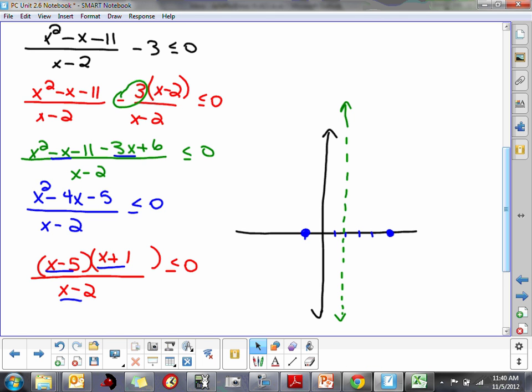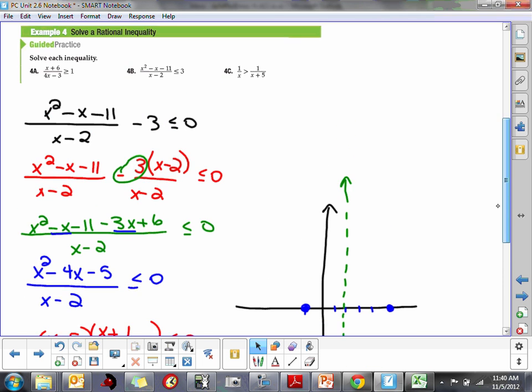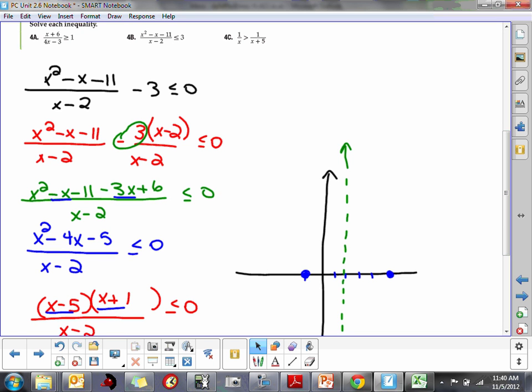Then we could look at our horizontal asymptote. I guess I can look right here. It's a second degree over a first degree. So this will be an oblique asymptote, which is going to be quite a bit of work in order to find that. And it's not necessary in this problem. In order to solve this inequality, all we need to do is use these intervals that are set up by our zeros and our vertical asymptote.